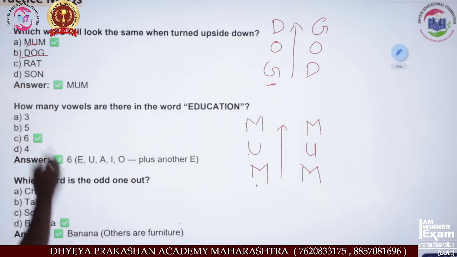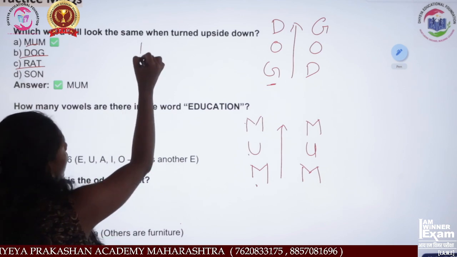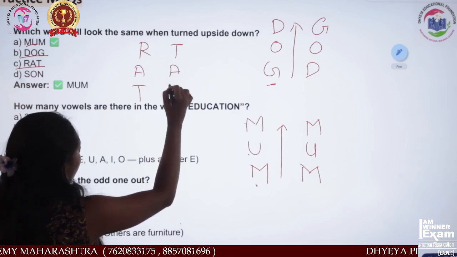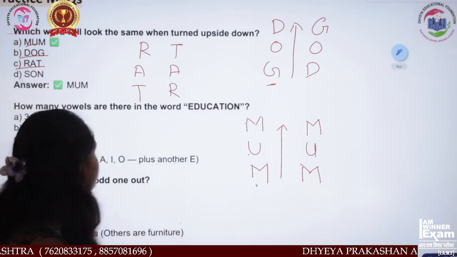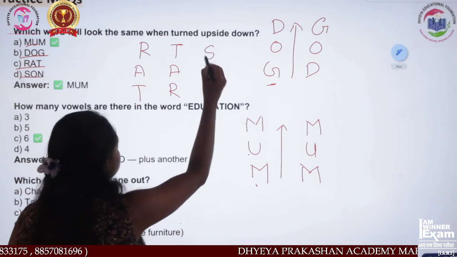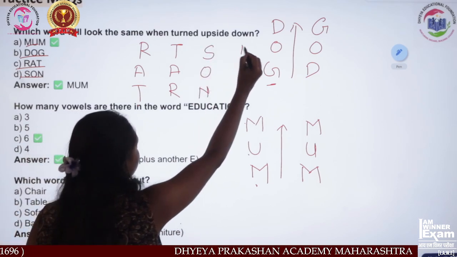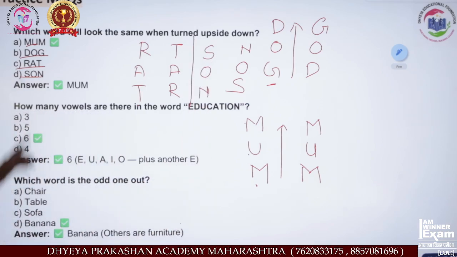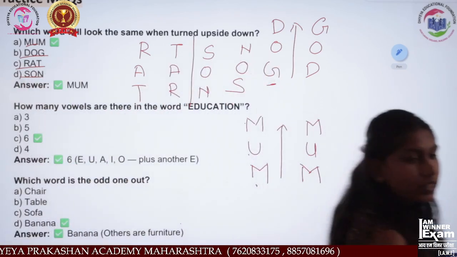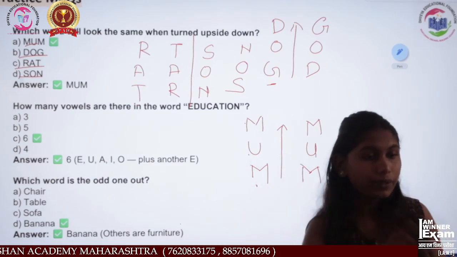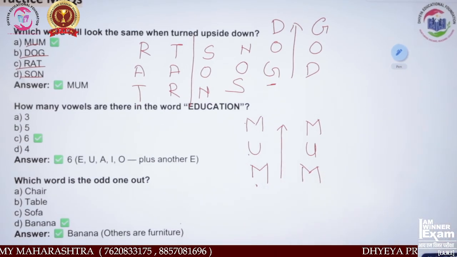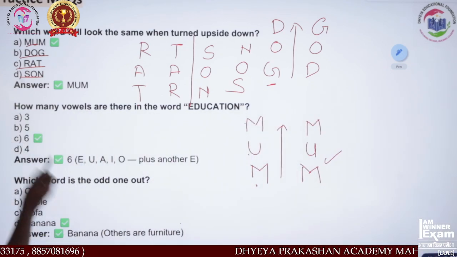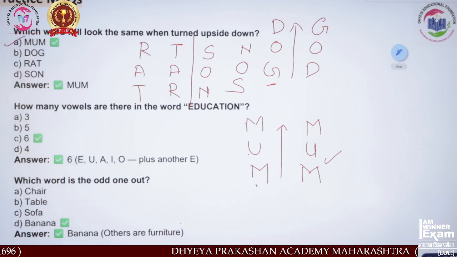Okay, now the next word, that is rat. Now same for rat, R-A-T. Now here T-A-R. The word rat also changes. Same for son, S-O-N, N-O-S. So now which word looked the same, means after writing it in the reverse order, which word is the same, that is mum. That is mum. So what will be the correct option here? That is option number A, mum.